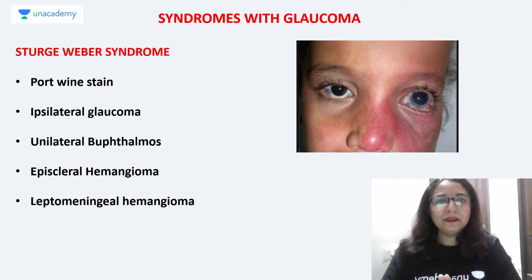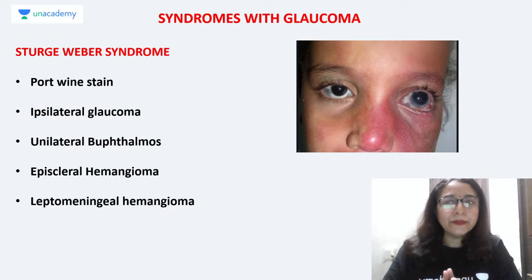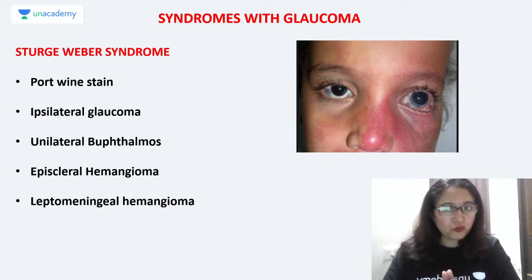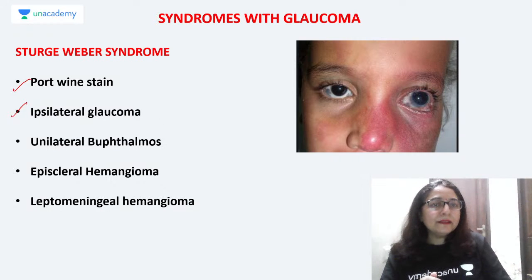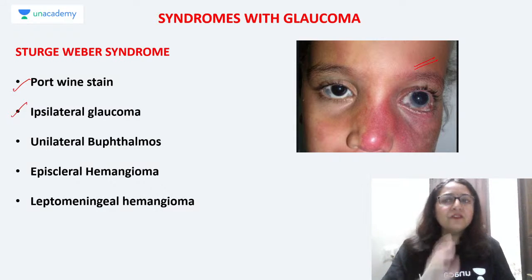Then another one to be remembered regarding glaucoma is Sturge-Weber syndrome. Sturge-Weber is a sort of phakomatosis in which there are hemangiomas. They are characterized by port wine stain hemangioma on the face. This is associated with ipsilateral glaucoma on the same side. As you see, there is a port wine stain on the left side of this patient, and there will be left glaucoma, ipsilateral glaucoma.